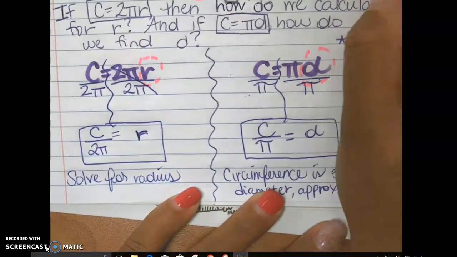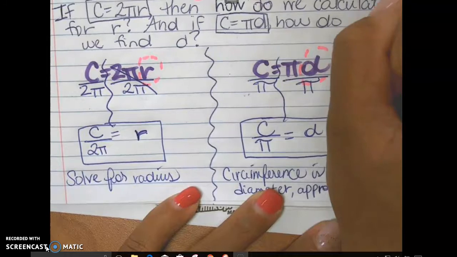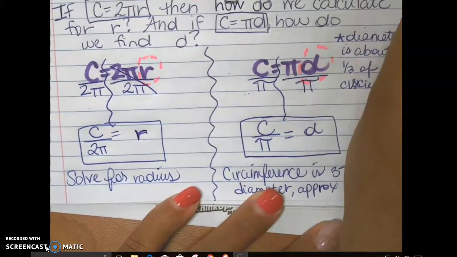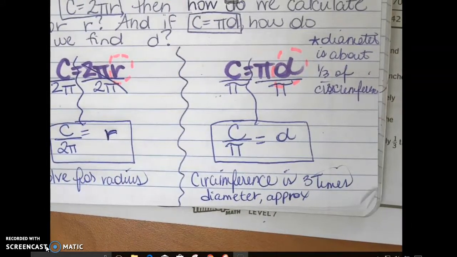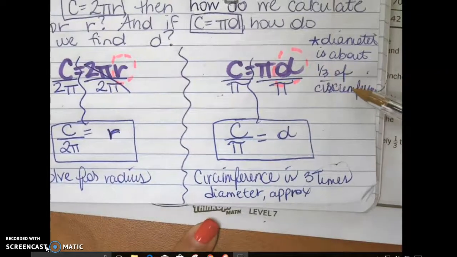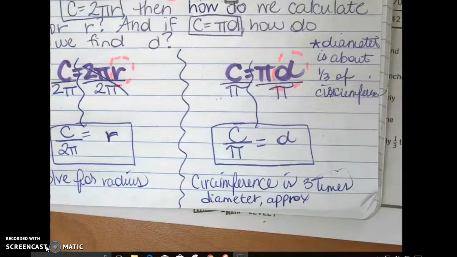This should look familiar to you because it was on your homework. Make it look better than Miss Starling's. Hers looks a little jumbled and messy. So these are opposites. Diameter is about 1/3 of the circumference, and circumference is about triple the diameter. Again, it's "about" because it has that 3.14 there.